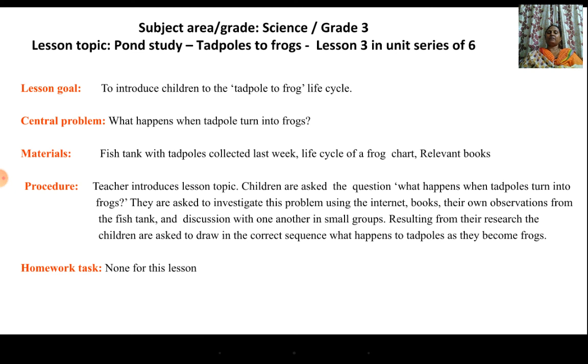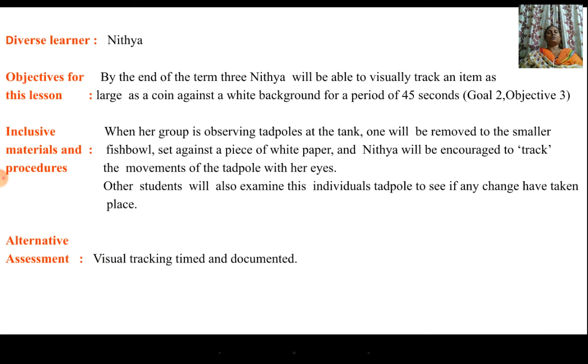Resulting from their research, the children are asked to draw the correct sequence of what happens to tadpole when they become frog. So tadpole, what is the next stage? Which stage does the tadpole turn to frog? This is what is expected from the children. So they have to learn how the tadpole goes to frog and the life cycle of the frog. The teacher motivates them to learn on their own by providing all the materials required for that. And the homework task for this lesson is none. Why? Because they learn the concept practically.